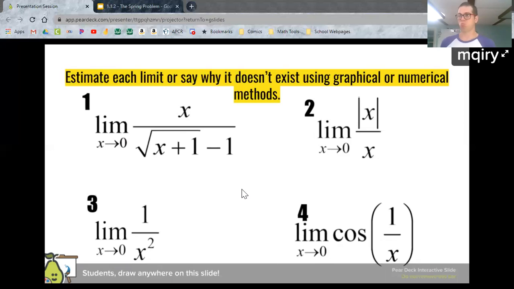Estimate what the limit is, or tell me it doesn't exist. And then tell me which method you're using. Are you using a graphical method or a numerical method? Numerical is just plugging in numbers nearby. Graphical is literally graphing it and looking at the graph really close to see what it looks like. All righty? All right, here's 5 minutes on the timer. Go!